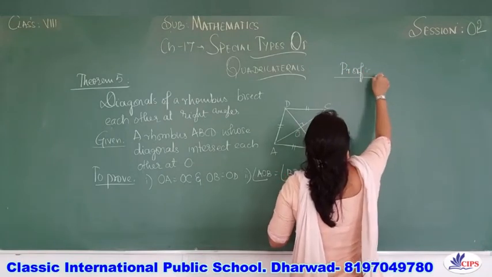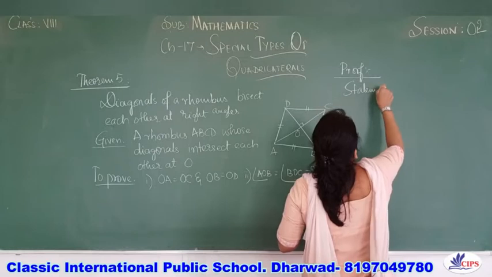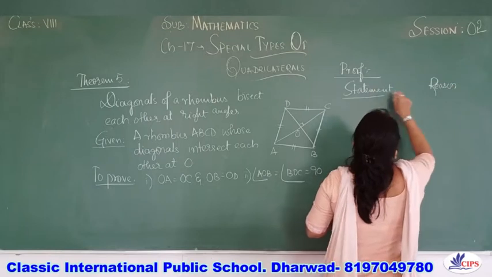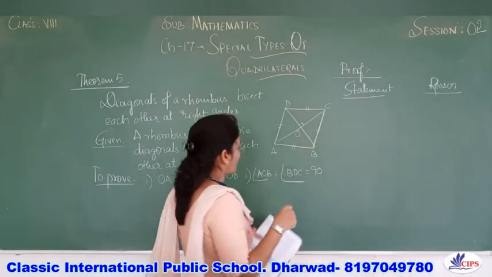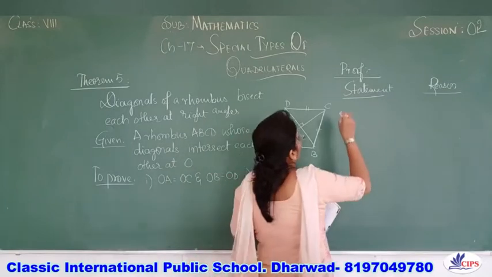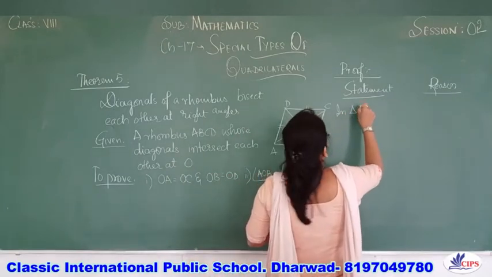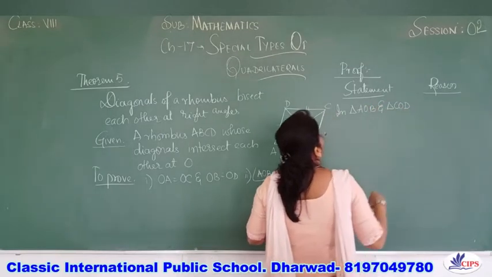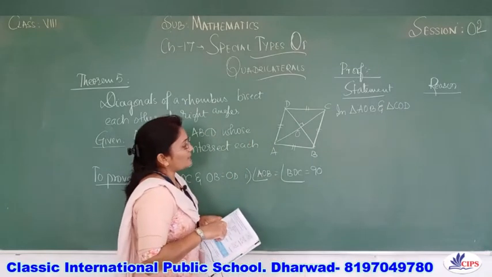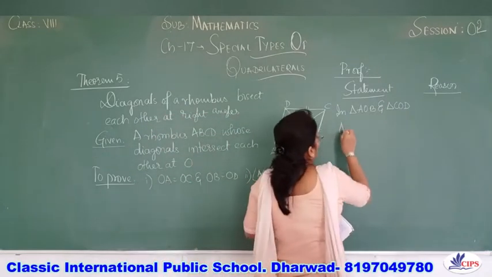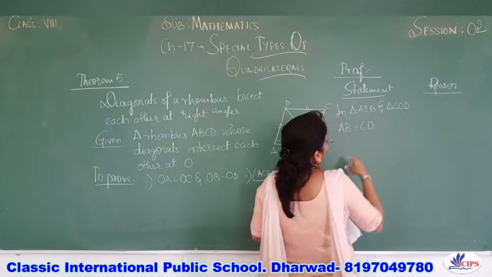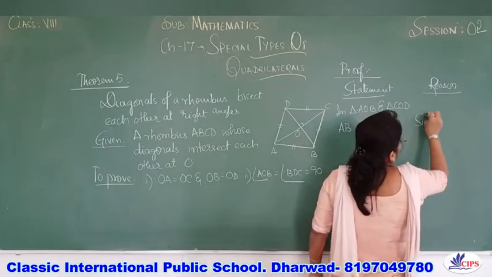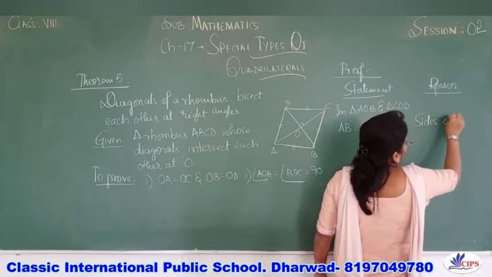So proof. Here we need to write the statement and the reason. So what will be the first point? We'll consider the triangles AOB and COD. So in triangle AOB and triangle COD, AB is equal to CD. Why AB is equal to CD? It's already given, isn't it? Because they are sides of the rhombus. So here sides of rhombus are always equal.